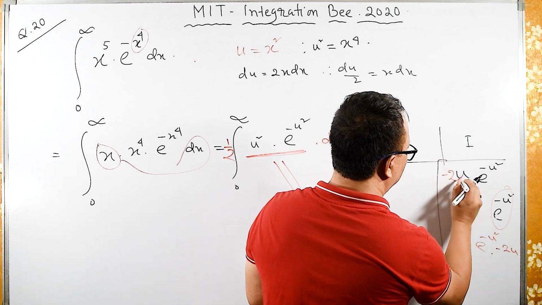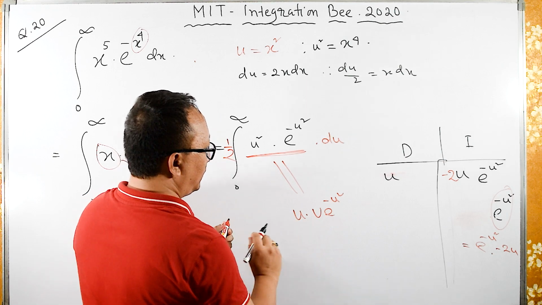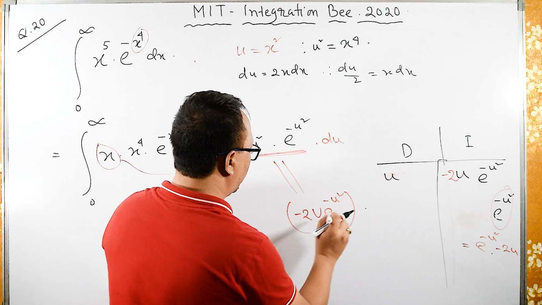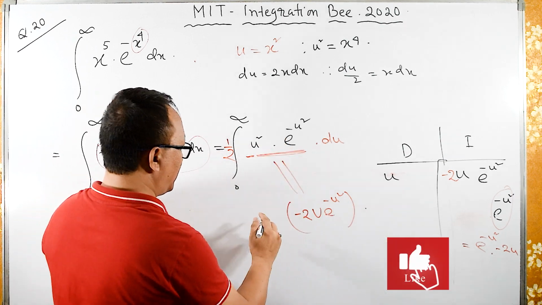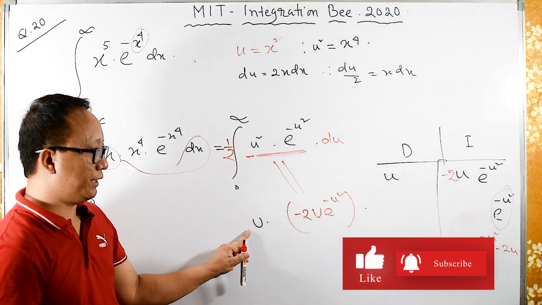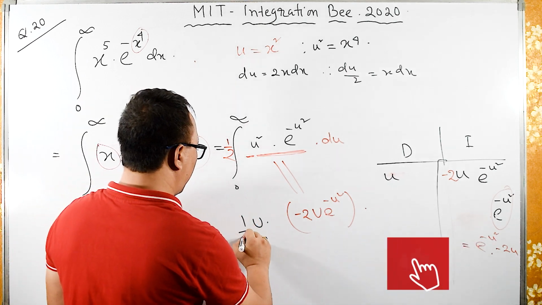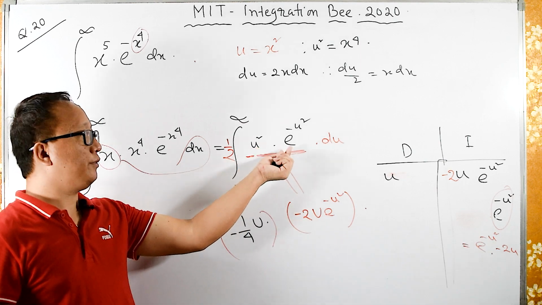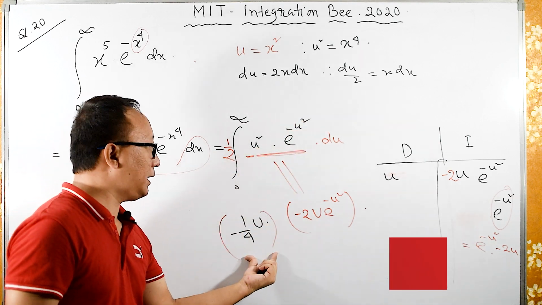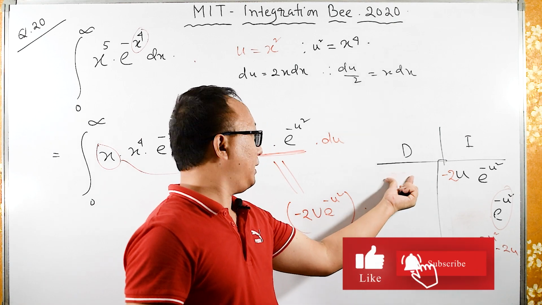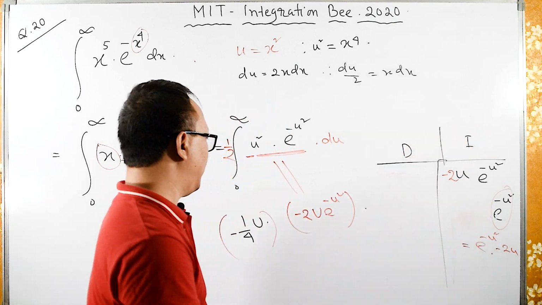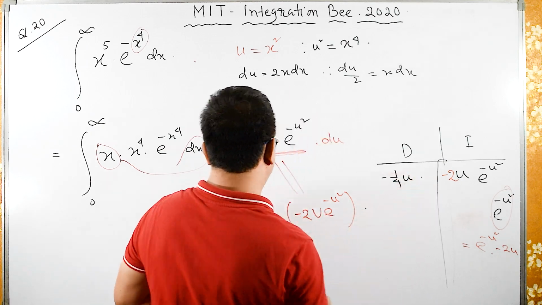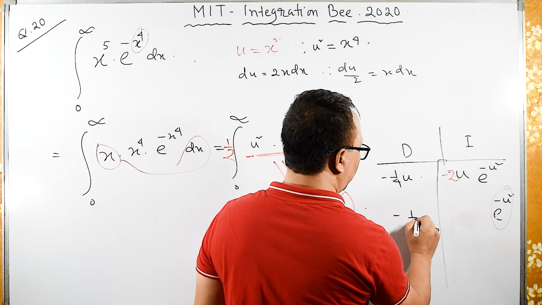So I need minus 2 here. To get this, since we already have u over here, we should have minus 1 by 4, so that this into this gives u square into e raised to minus u square. This part I can write in the differentiation part, and this part in the integration part. So the differentiation part is minus 1 by 4 u, and the differentiation of this is minus 1 by 4.